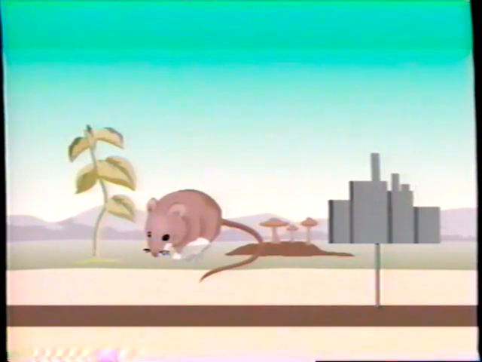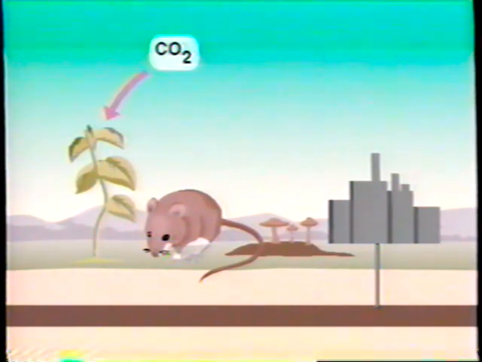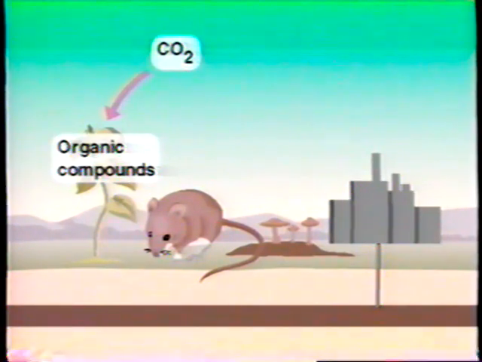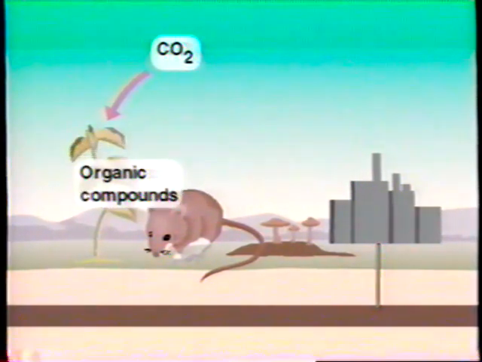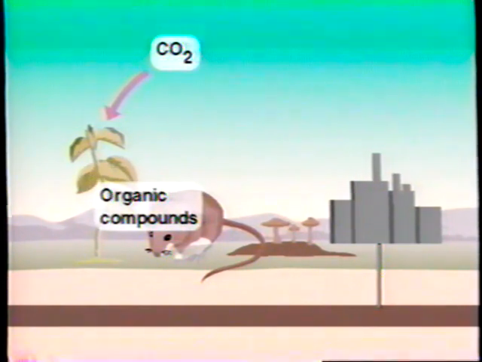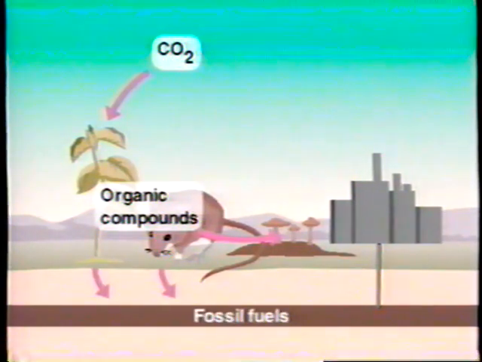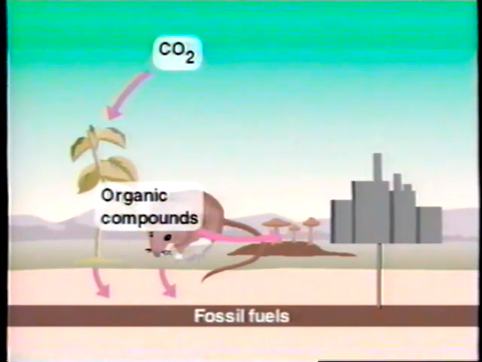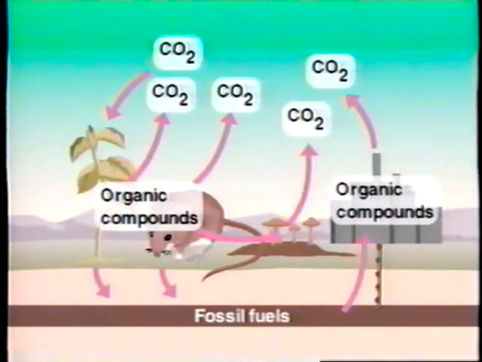As we have seen, carbon dioxide is removed from the atmosphere through photosynthesis. The organic compounds produced may become incorporated into the bodies of plants and animals. Dead plants and animals decompose or become buried in sediments. Carbon dioxide is again released into the atmosphere when the energy contained in these organic compounds is used.